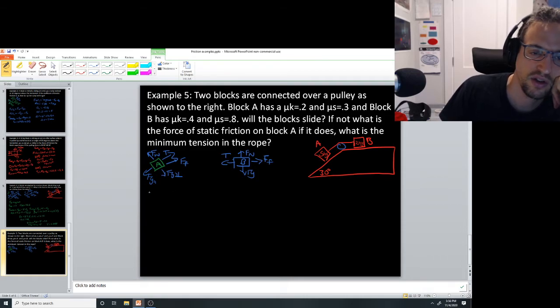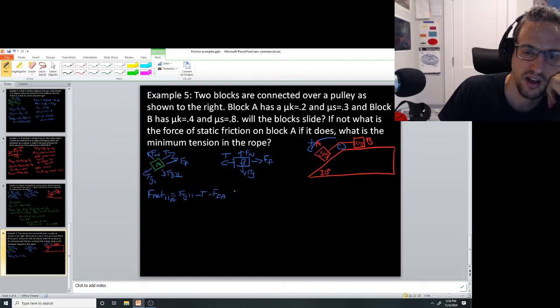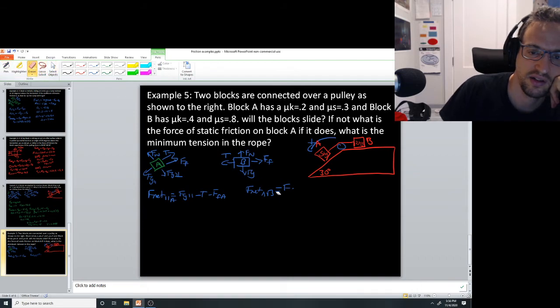Okay, so again, we can do the parallel directions. F net parallel is equal to, for A, FG parallel. I'm making this way positive. FG parallel minus tension minus force of friction on A. And F net parallel B is equal to, not FG, just tension minus force of friction B.